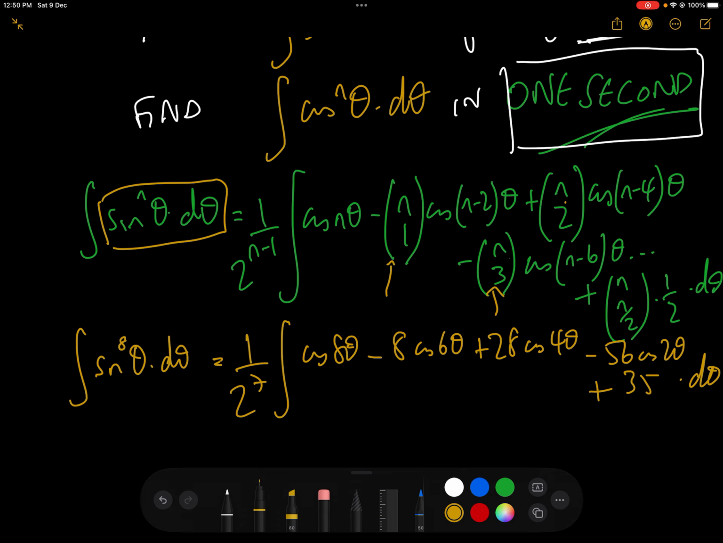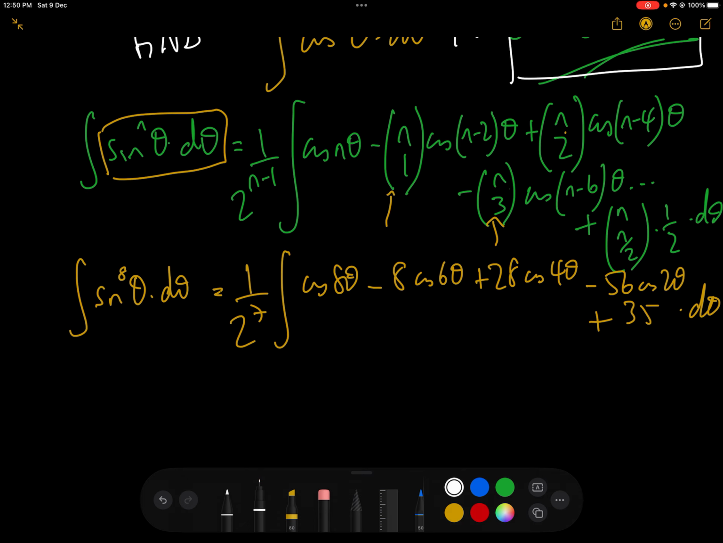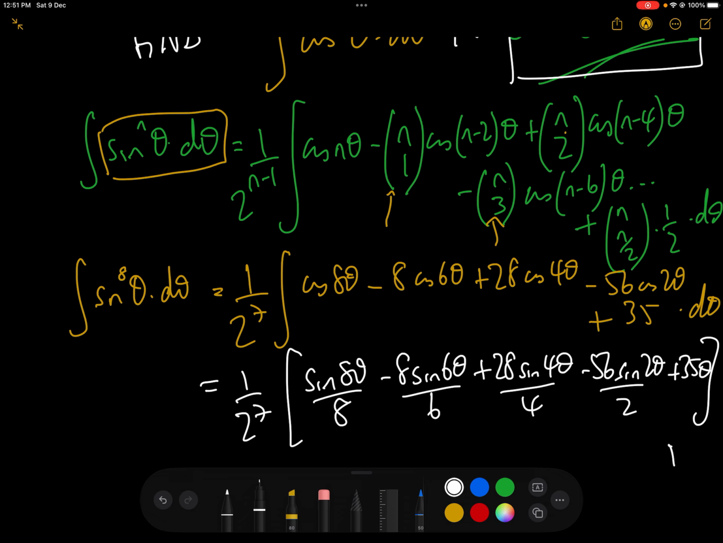This was for the example of sine to the power of 8 theta, and then when we integrated that, we got the answer to be 1 over 2 to the 7, sine of 8 theta over 8, minus 8 sine of 6 theta over 6, add 28 sine of 4 theta over 4, minus 56 sine of 2 theta over 2, add 35 theta, add a constant of integration. So now we know what the integral of sine to the power of n theta d theta is, and so we also know what the integral of sine to the power of 8 theta d theta is, and so to the claim.